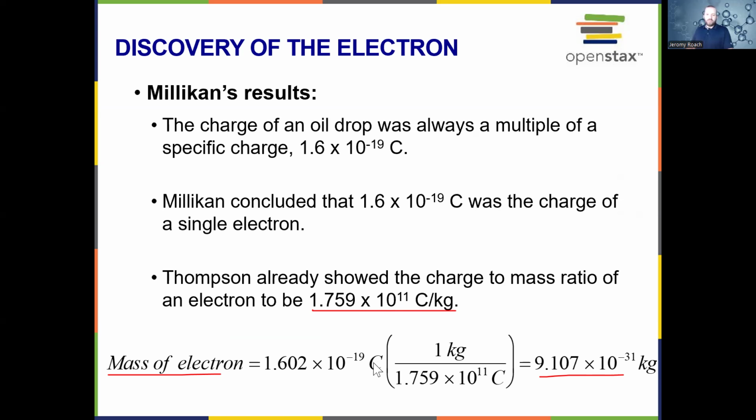And so now we can cross out coulombs and coulombs, and we're left with 9.107 times 10 to the negative 31 kilograms. And that's the mass of an electron.